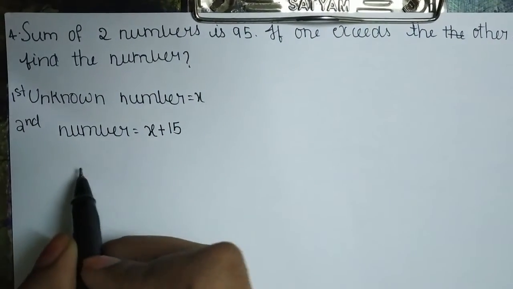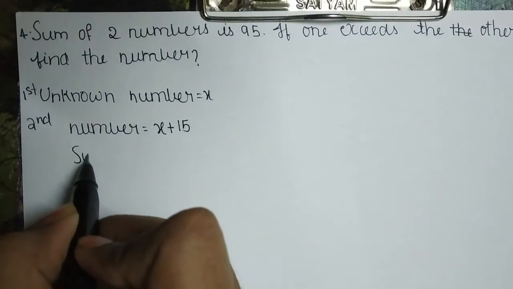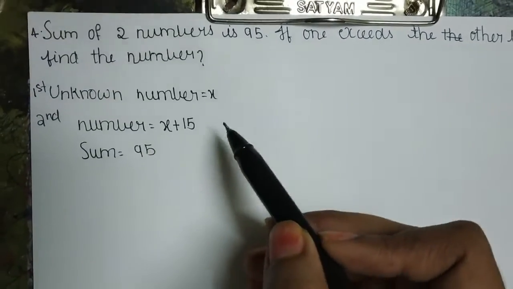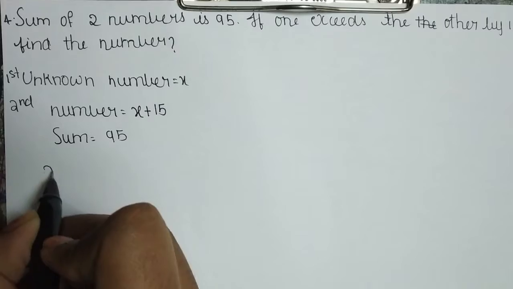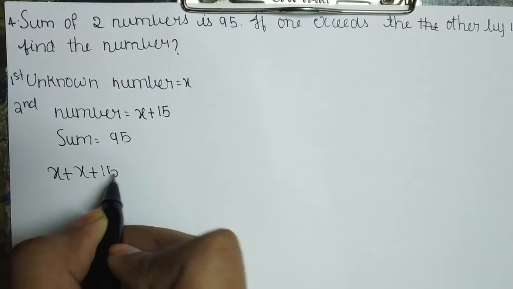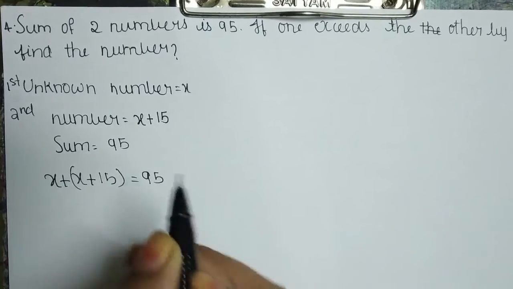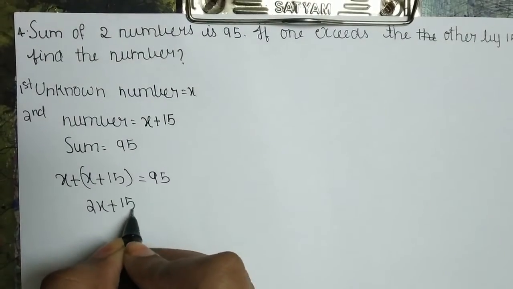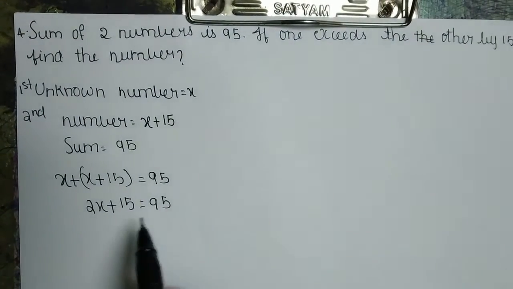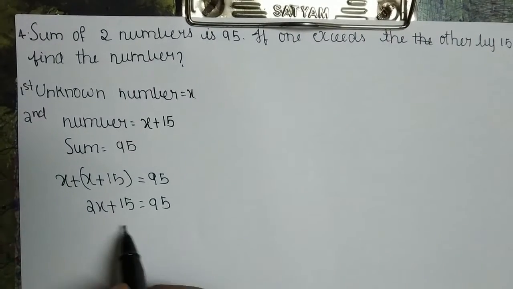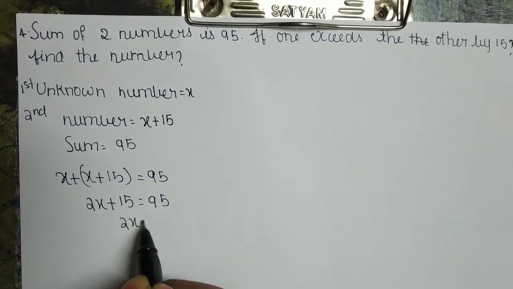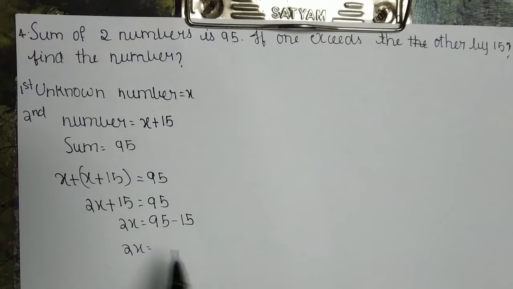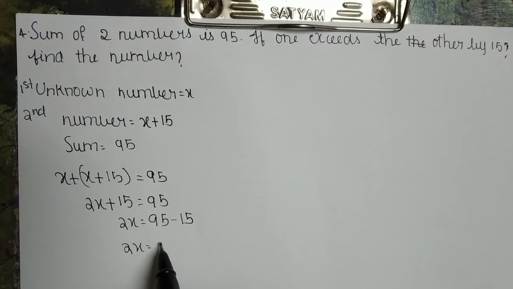Next, when we add these numbers, we get the sum as 95. You have to find the value of x and the value of the second number. To find them, when we add them, we get 95. This is an equation, and x plus x is 2x, plus 15. When we transpose this 15 to our right side, we get subtraction.